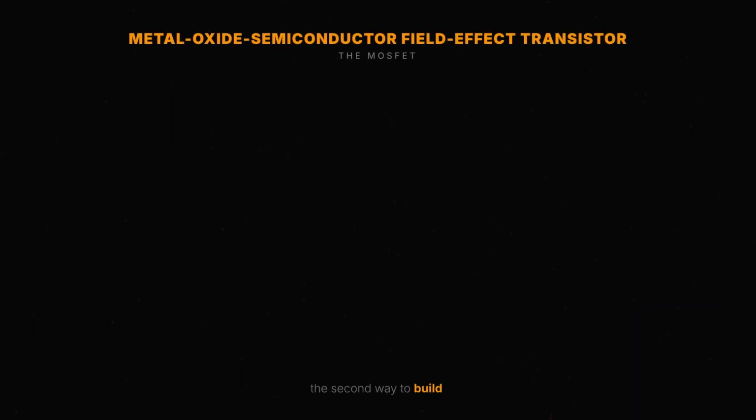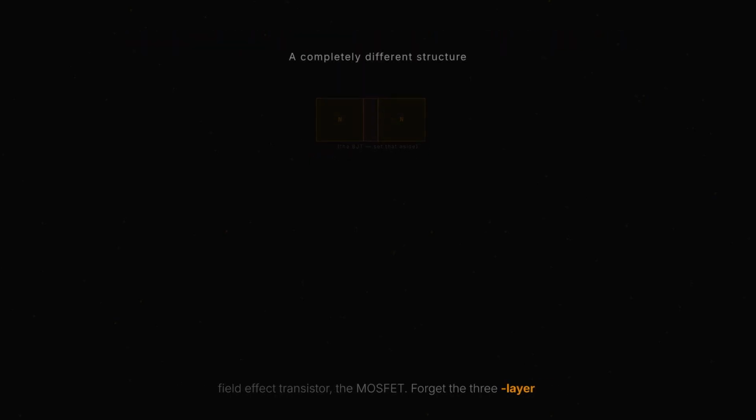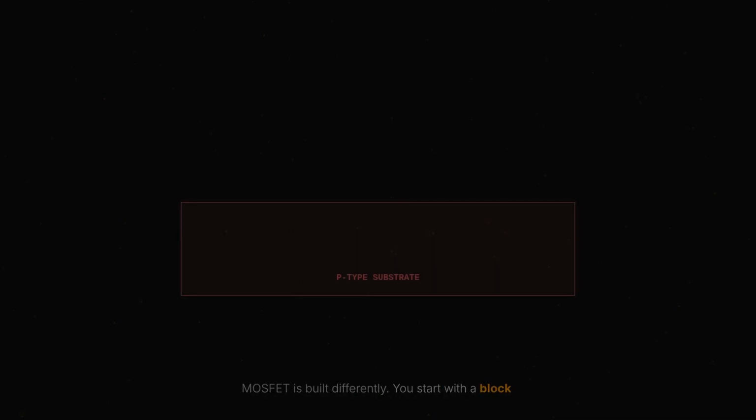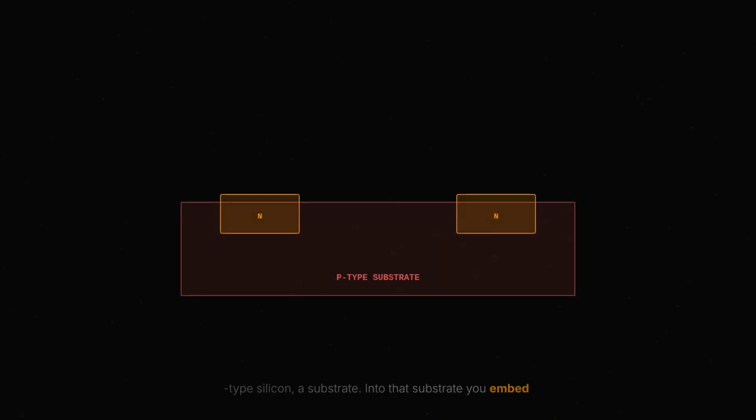Now the second way to build this switch, a completely different structure, the metal oxide semiconductor field effect transistor, the MOSFET. Forget the 3-layer sandwich for a moment. A MOSFET is built differently. You start with a block of P-type silicon, the substrate. Into that substrate you embed 2 separate N-type regions, close together but not touching. One is called the source, the other is called the drain.